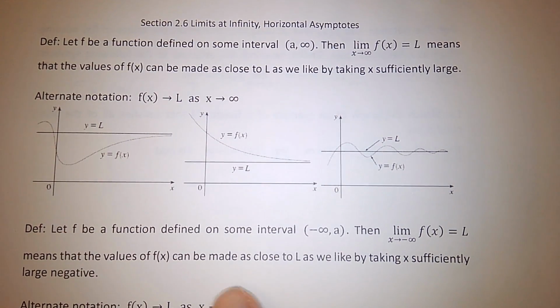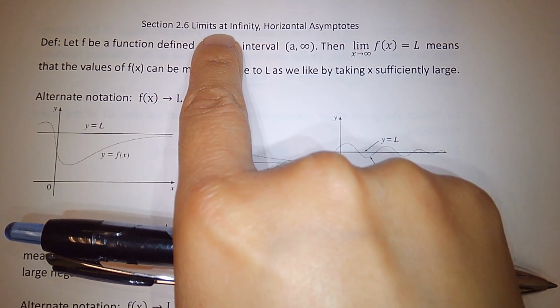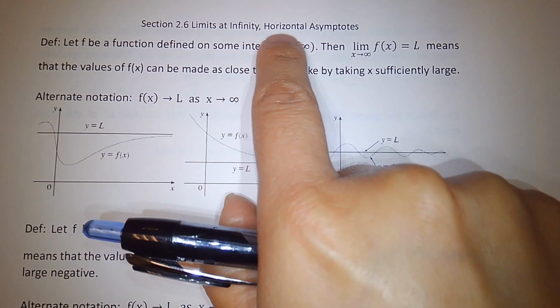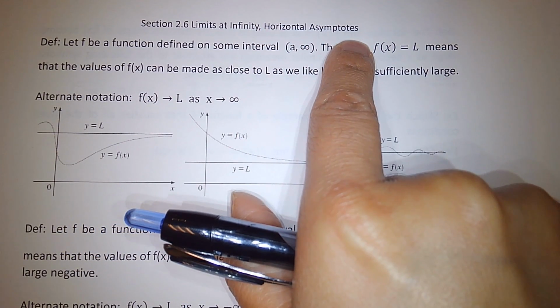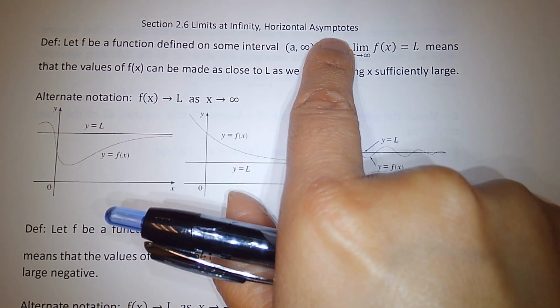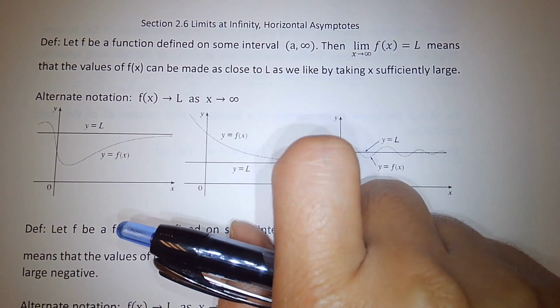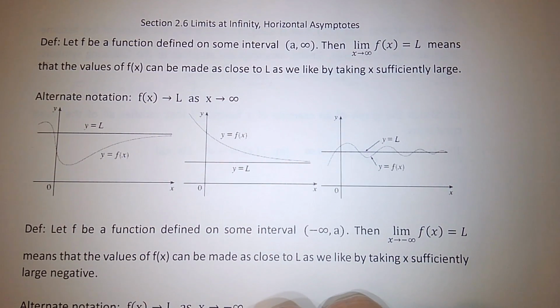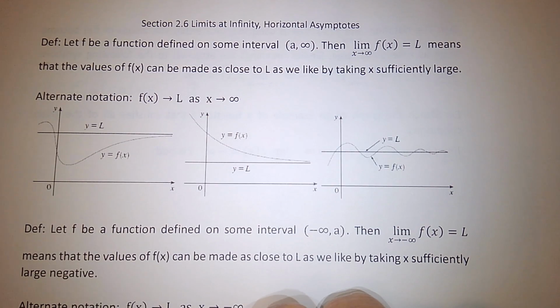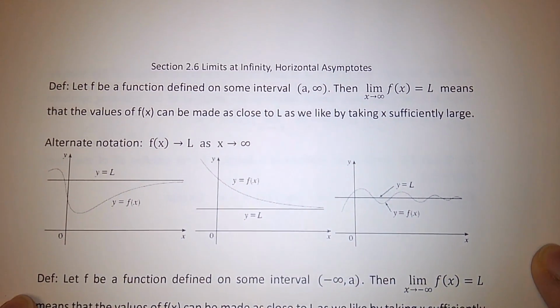Okay guys, section 2.6, limits at infinity and horizontal asymptotes. Horizontal asymptotes sounds familiar, right? Remember we learned about vertical asymptotes. Do you still remember what is called a vertical asymptote?